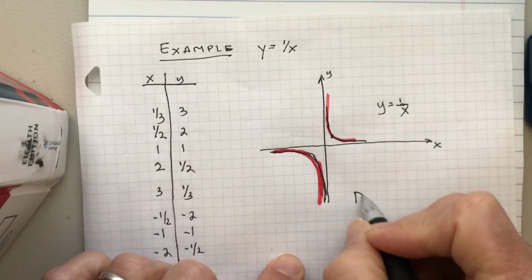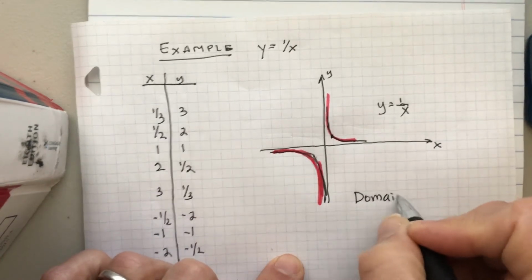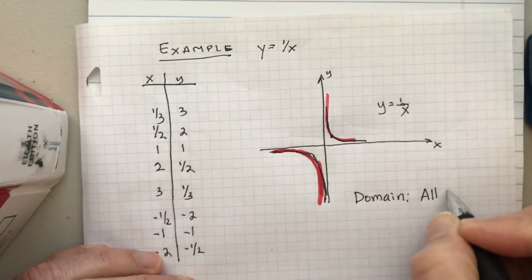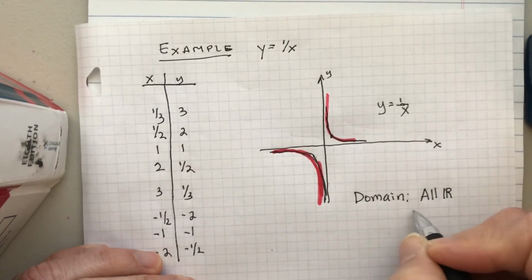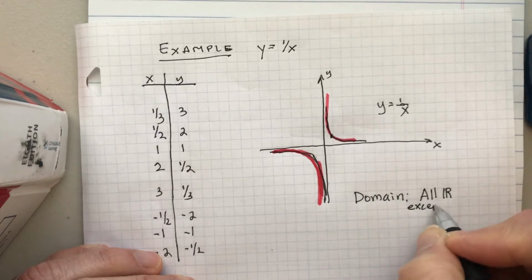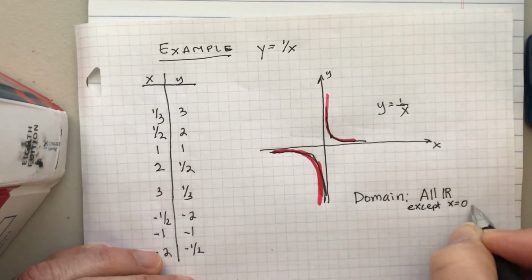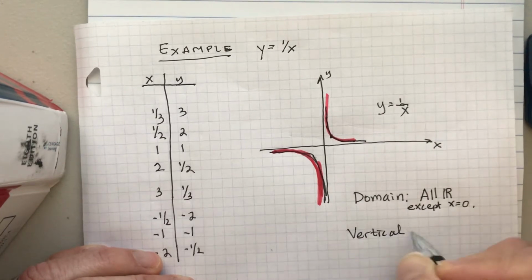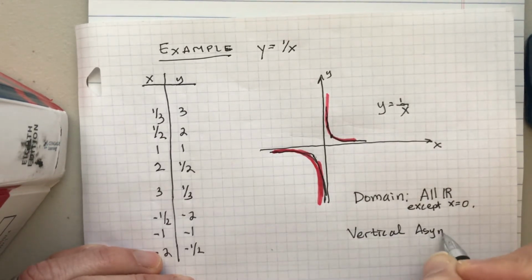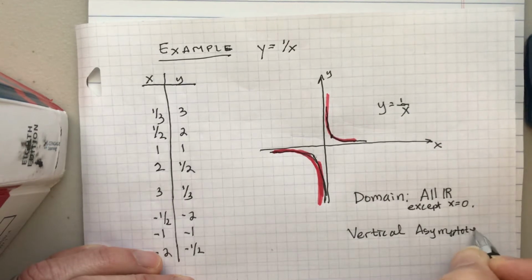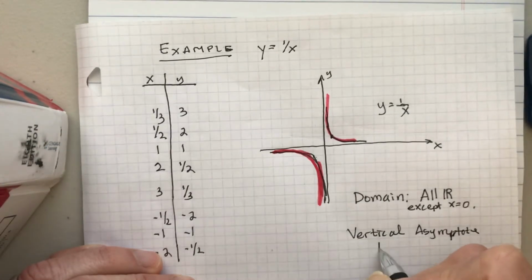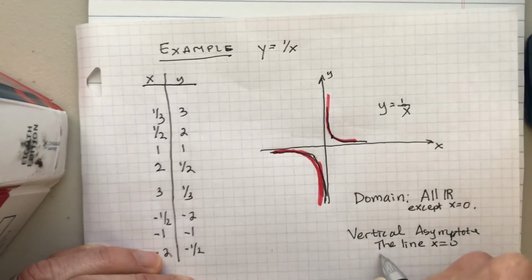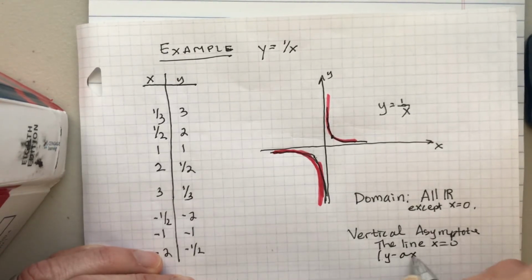So the domain is all real numbers except x equals 0. And what we see is that there's a vertical asymptote. And that's the line x equals 0, which is the same as the y-axis.